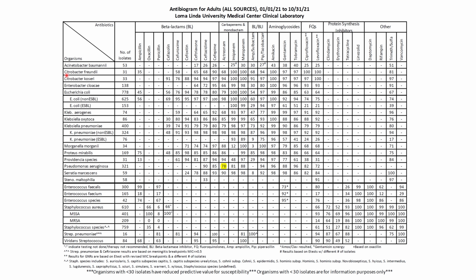Now if you look at another organism such as Citrobacter freundii, there were 31 isolates during this time period at the micro lab. 35% of these were susceptible to ampicillin, 100% of them were susceptible to imipenem and meropenem, and 81% were susceptible to trimsulfa. So you can do the math. This is reporting susceptibility.